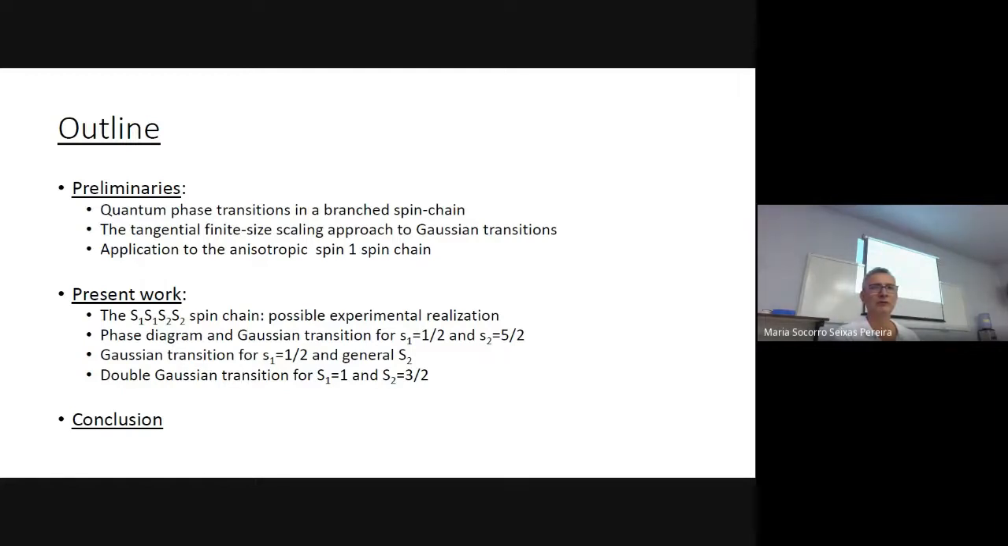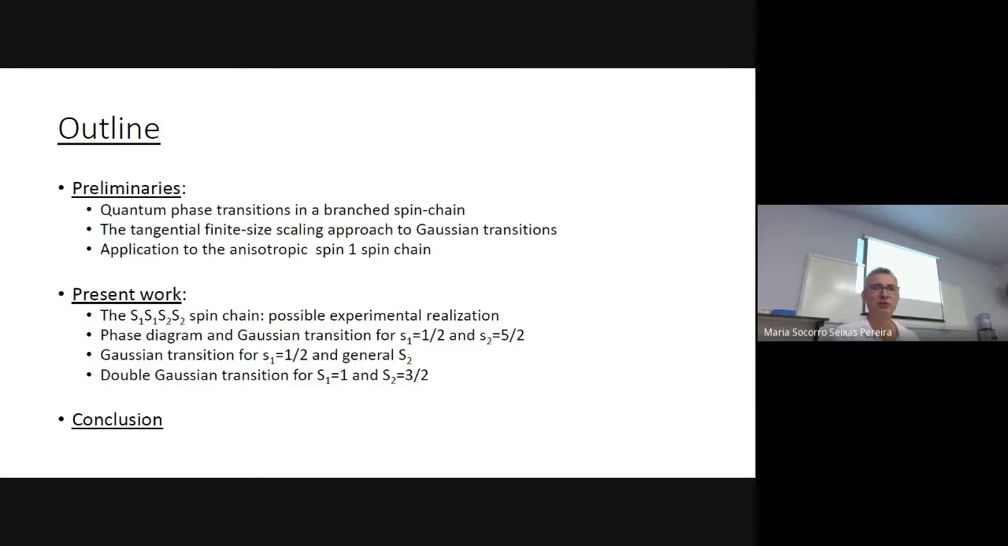We are focusing on these tetramerized spin chains. And I will quickly show you experimental realization of this kind of spin chains. Then I'm going to focus on some particular cases. The first one will be the tetramerized spin chain with two different spin sizes, 1/2 and 5/2. Particularly, we are going to analyze the Gaussian transition that this spin chain presents.